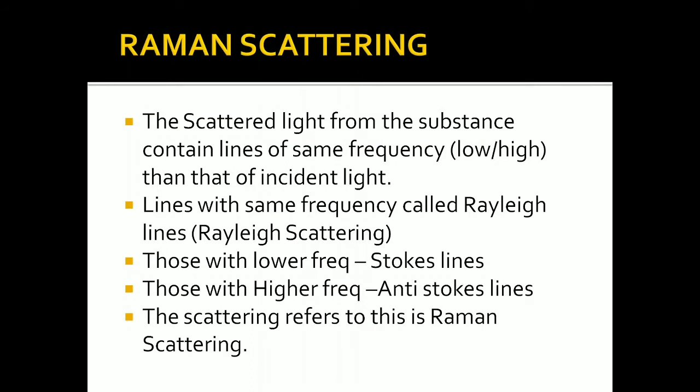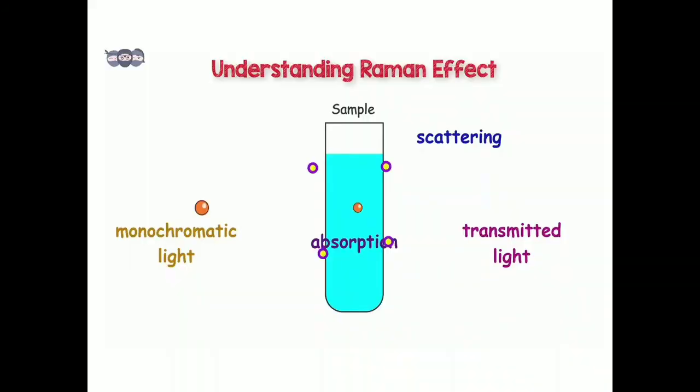The scattered light from the substance contains lines of the same frequency as that of incident light. Lines with the same frequency are called Rayleigh lines, those with a lower frequency are called Stokes lines, those with a higher frequency are called anti-Stokes lines, and the scattering referred to these is Raman scattering. We can understand Raman scattering by a simple representation.